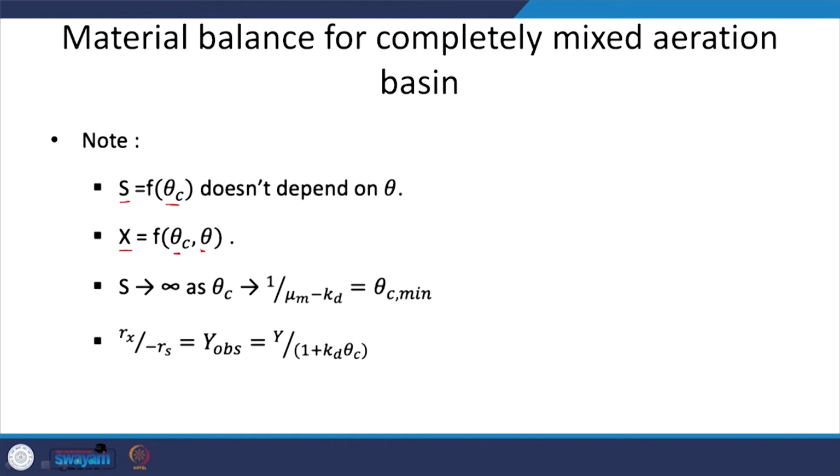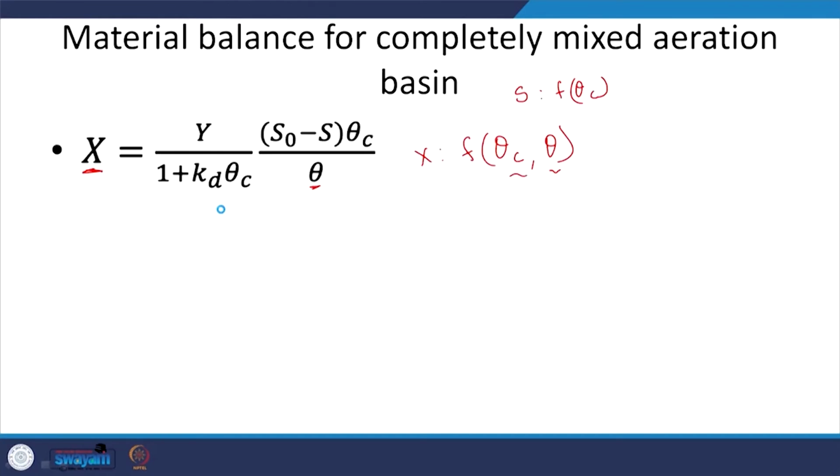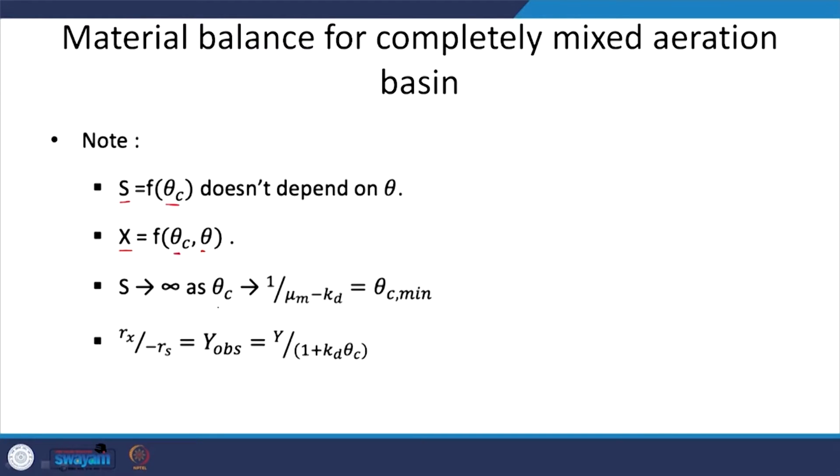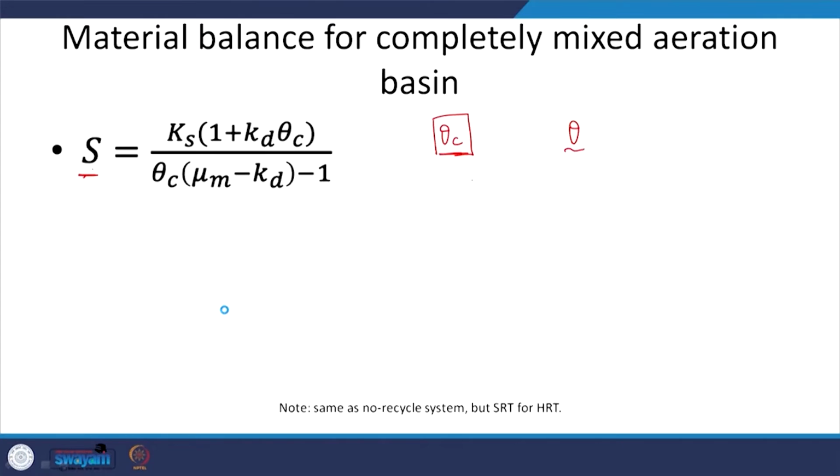So, one aspect to note is that, okay, I should look up the equation here for theta C, right. Okay. So, what do we see here? As theta C goes to its minimum, let us say, and if the minimum is 1 by mu max minus k d, right, as theta C goes towards this minimum value, what is going to happen out here? What do we see? Then the denominator turns out to be 1 minus 1, 0.